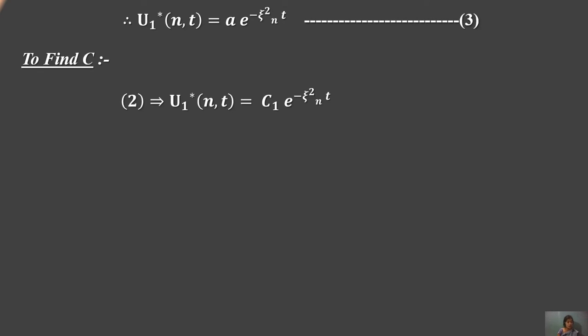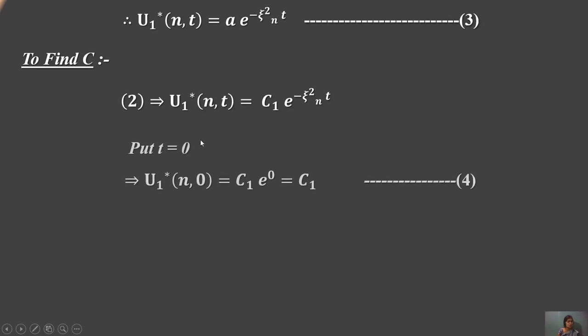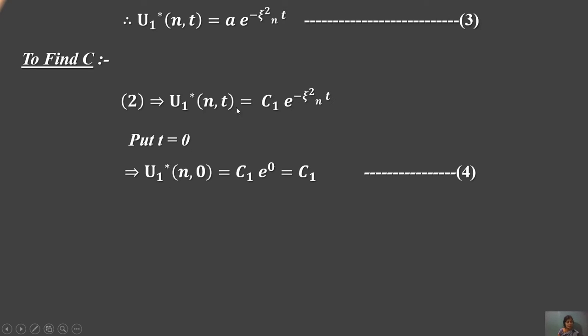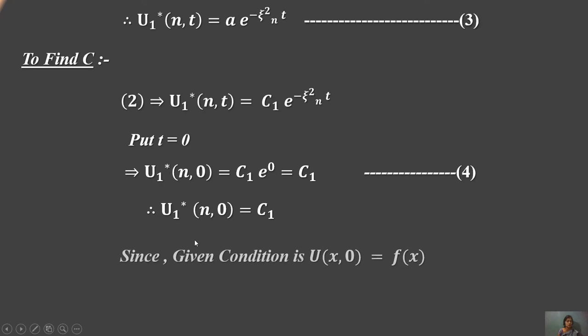From equation second, the value u1*(n,t) equals c1 e to the power minus xi square n t will be generated. Then we put t equals to 0 in that equation, so u1*(n,0) equals c1 e to the power 0, which is c1. This is equation 4, meaning u1*(n,0) equals c1.